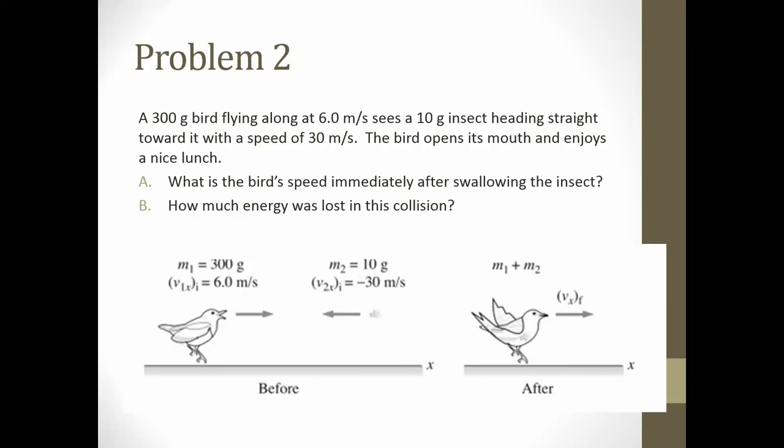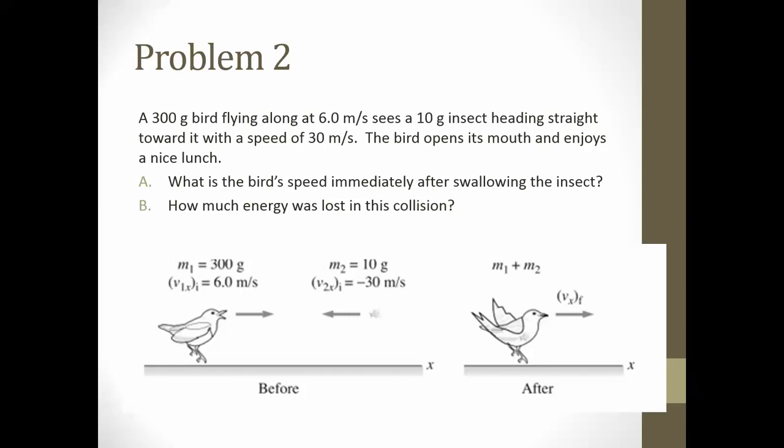So let's do another problem. Let's say we have a 300-gram bird flying along at 6 meters per second. It sees a 10-gram insect heading straight toward it with a speed of 30 meters per second. And in this picture, we put the velocity as negative because the insect is going in the opposite direction of the bird. The bird opens its mouth and enjoys a nice lunch.